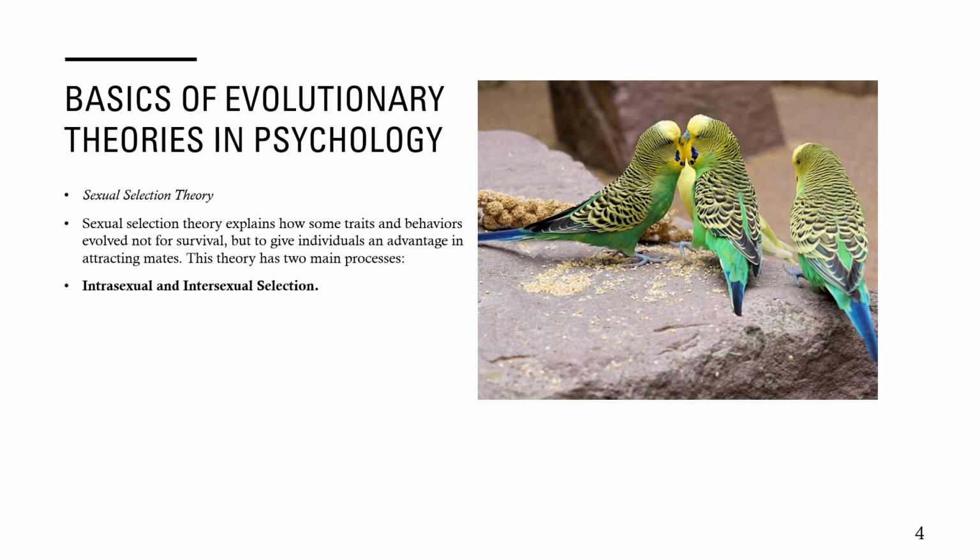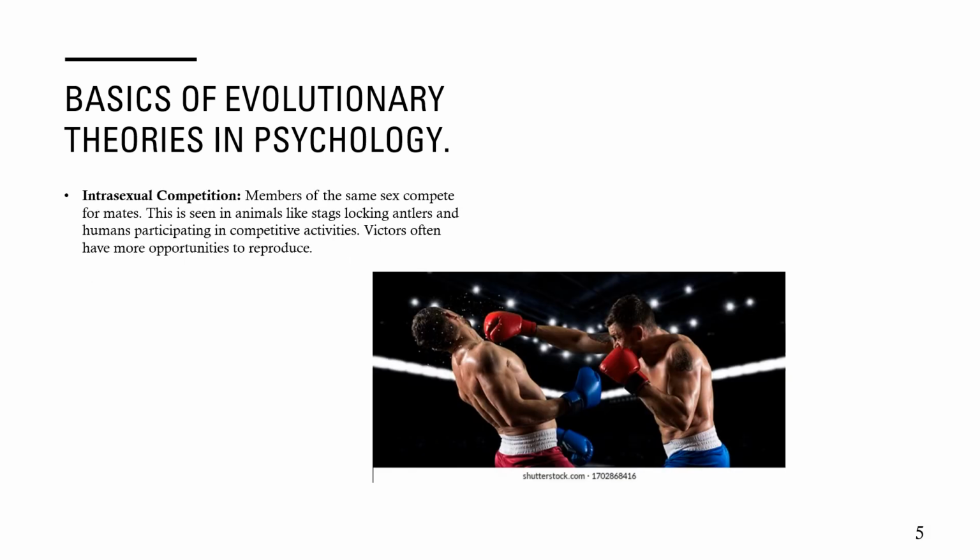intrasexual and intersexual selection. Intrasexual selection deals with competition. Members of the same sex compete for mates. This is seen in animals like stags locking antlers, and humans participating in competitive activities. Victors often have more opportunity to reproduce. So it's kind of like boxing, and the winner gets to choose someone.